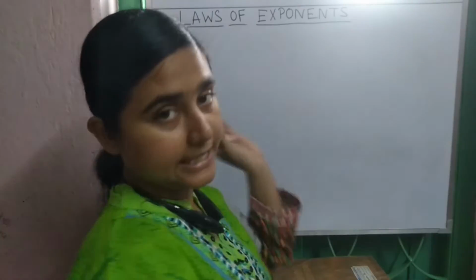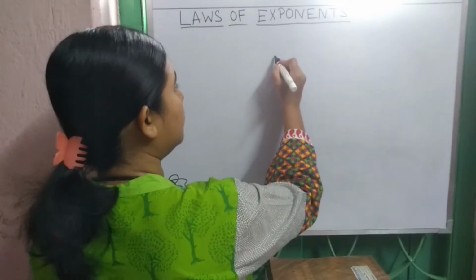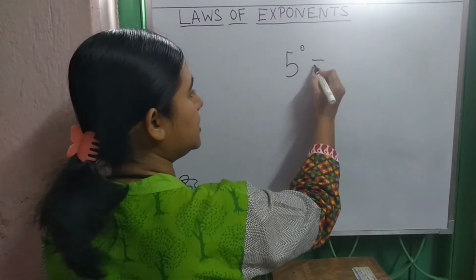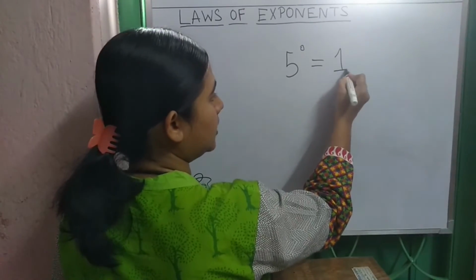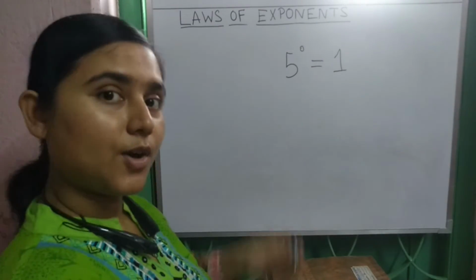In the second video, I told you that any number raised to the power 0 is always equal to 1. Okay. So take a number like 5 raised to the power 0, it is always equal to 1. But how is it possible? Okay, let's study.